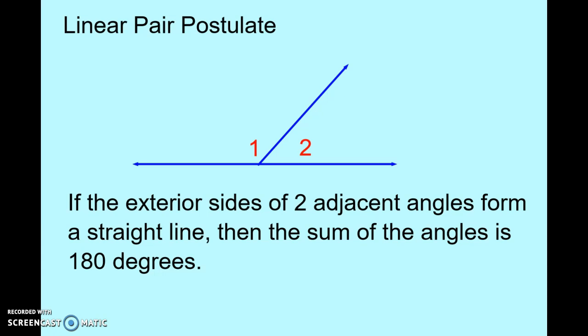The linear pair postulate says if the exterior sides of 2 adjacent angles form a straight line, then the sum of the angles is 180 degrees. We know that a straight line is 180 degrees. And we know that angles 1 and 2 are adjacent angles. And the outsides, their exterior sides, are a straight line. Therefore, the sum of the measures is 180 degrees.